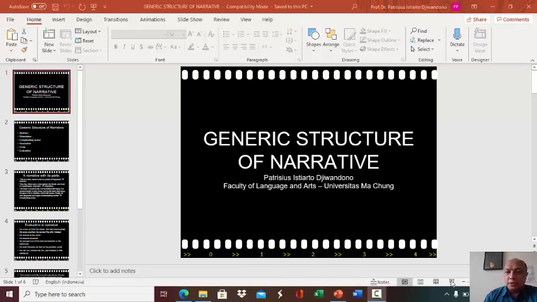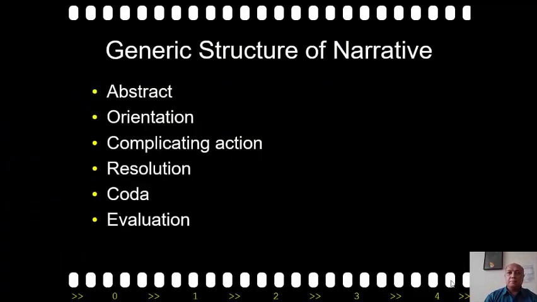Okay, so the topic for today is generic structure of narrative. Narrative is a story. So we are going to analyze a story. We are going to see its parts. You know that generic structure refers to how the information is presented in a piece of discourse. Okay, let's start. So the generic structure of a narrative is like this. You have abstract, orientation, complicating action, resolution, coda, and evaluation.